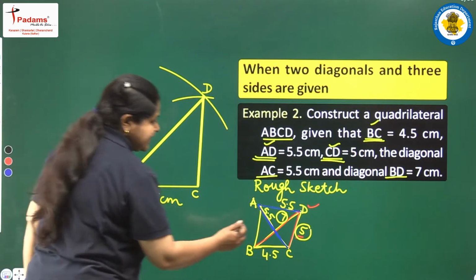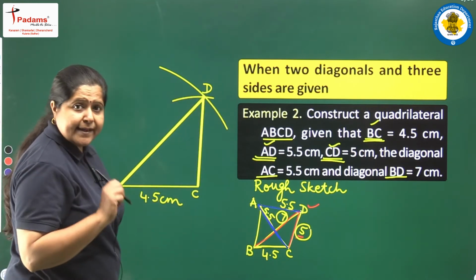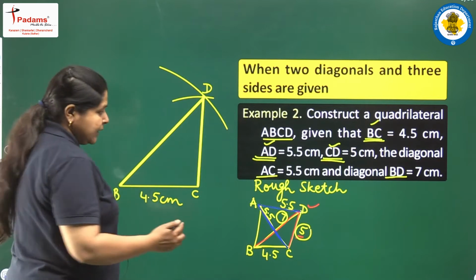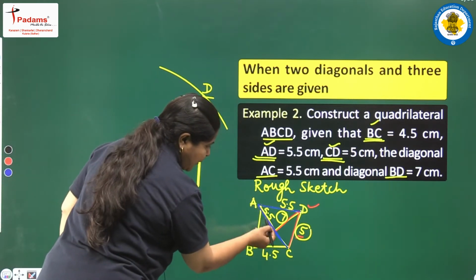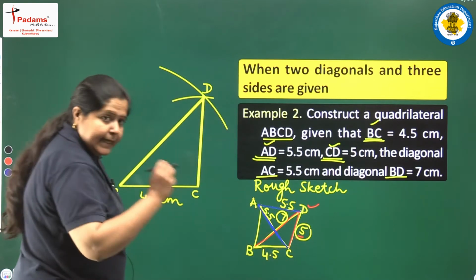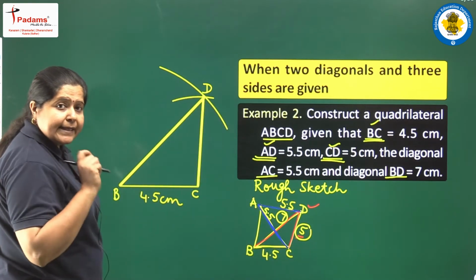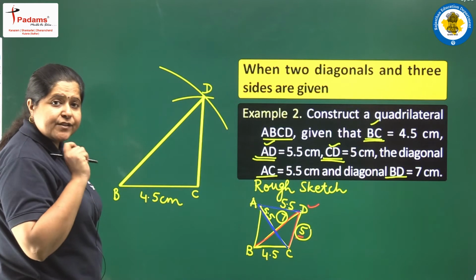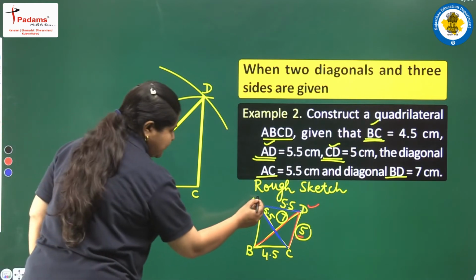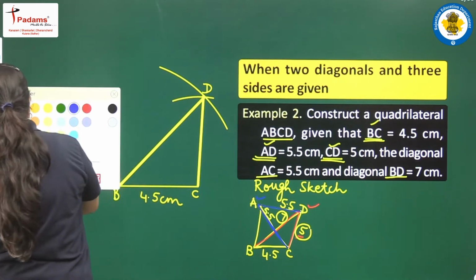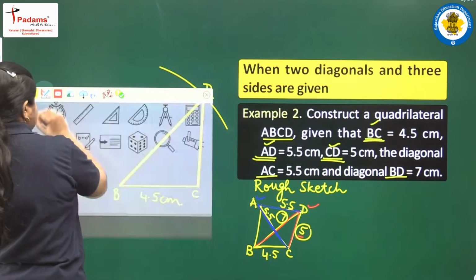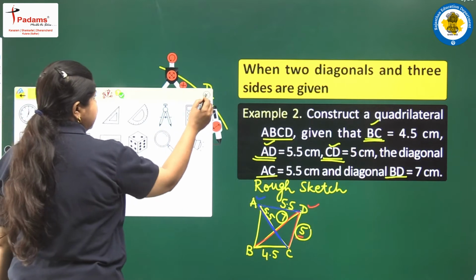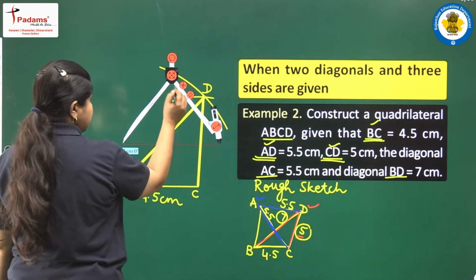So first we will take D as the center and radius 5.5. We will mark one arc here. Then with the same radius 5.5 and center C, again we will draw an arc, and the point of intersection of these two arcs will give us this point A. So let us take the help of the compass once again, and then we will be able to draw.